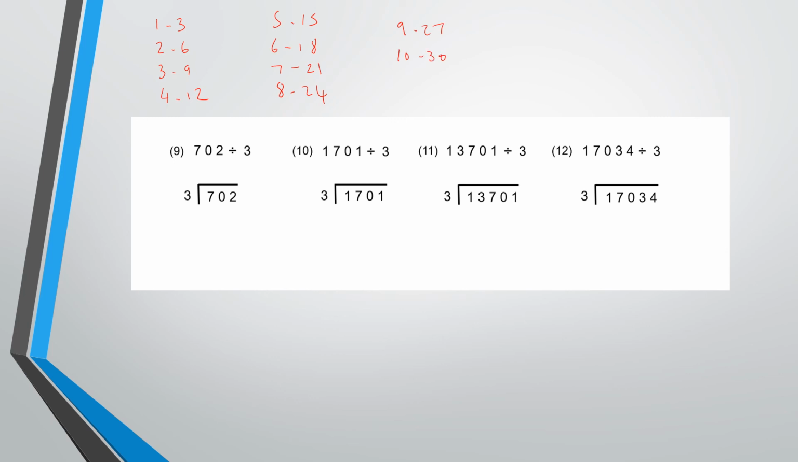Okay then. 3 will go into 7 twice with 1 left over. 3 into 10 3 times with 1 left over. 3 into 12 4. 3 into 17 3 with 2. 3 into 20 is going to be 6 with 2 left over. And 3 into 21 7.